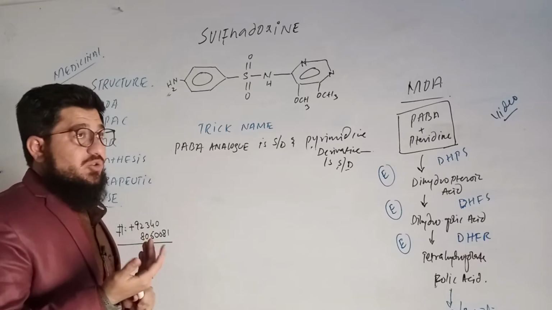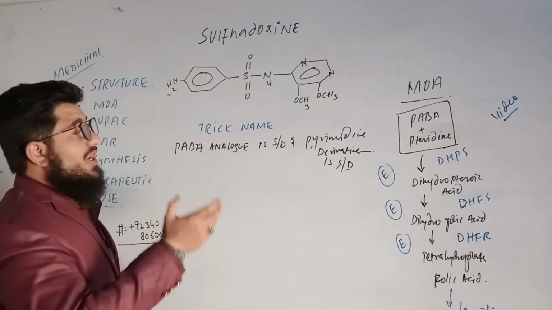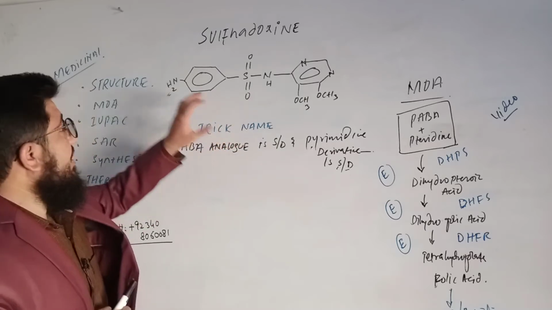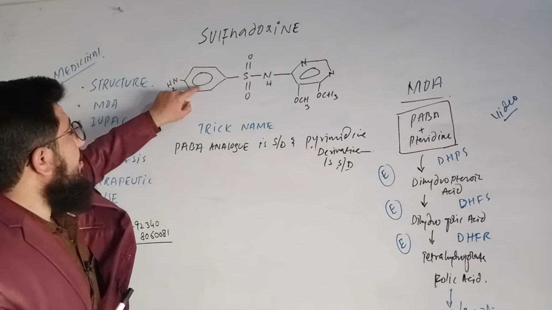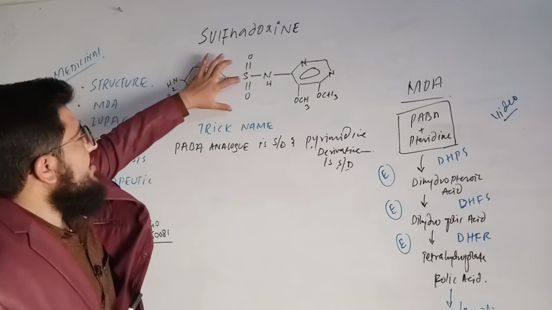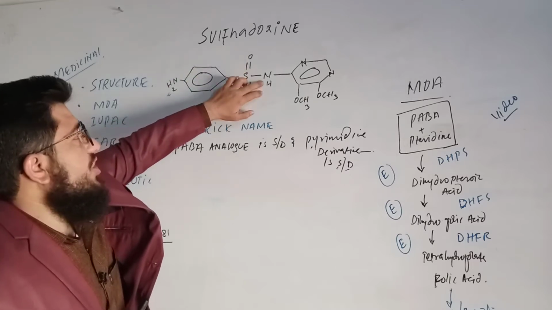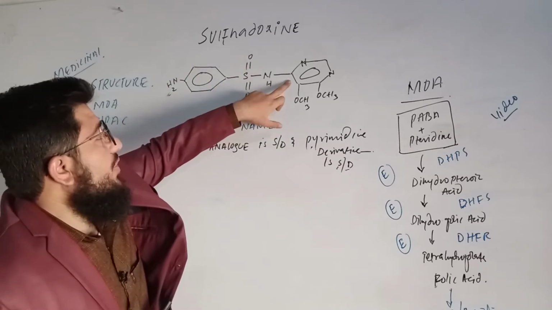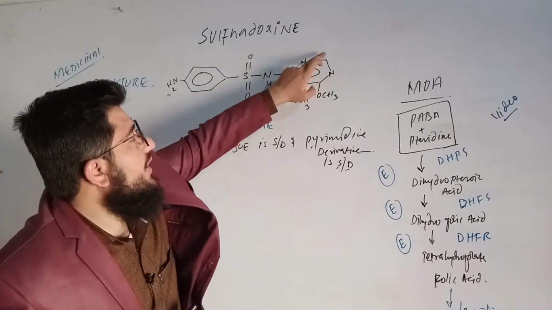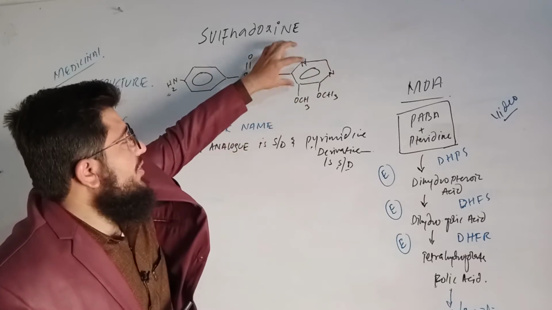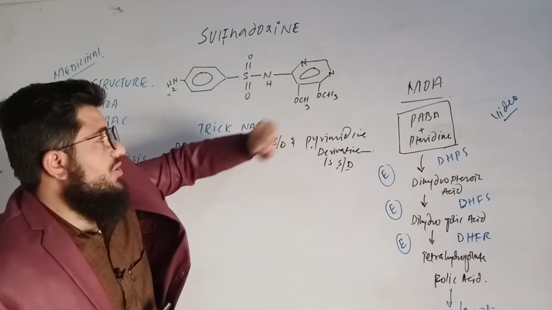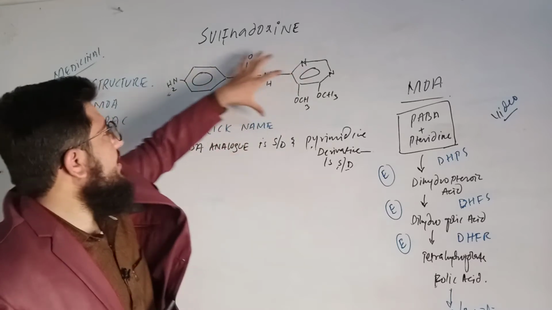Now, what is the trick through which we will get the structure in a very easy way? First of all, look at the structure. Here is an amino group and here is benzene. A benzene with an amino group like this is actually called PABA. This is sulfur dioxide and an NH amino group. Then we have a benzene-ring-like structure having nitrogen here and carbon in between. This is called pyrimidine, and here is a substitution, methoxy. First of all, you got these points.